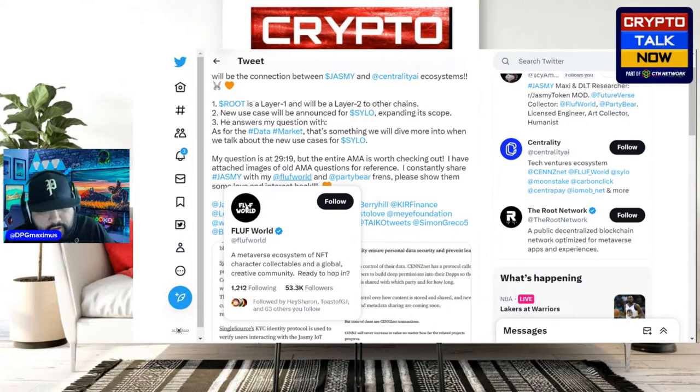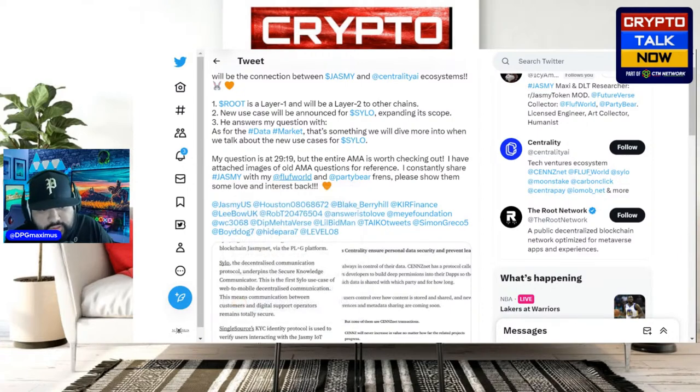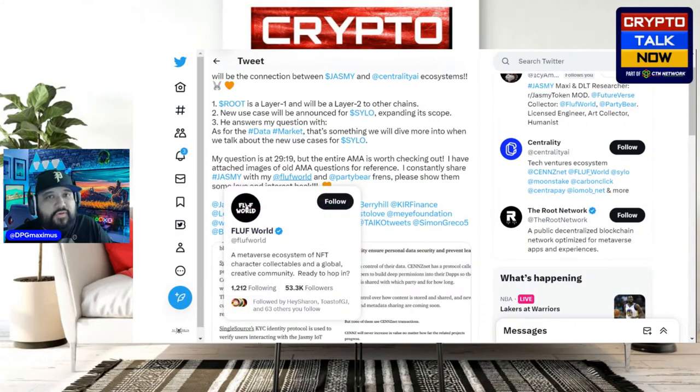Maybe Elon Muff should join this fluff world, because it's a metaverse ecosystem of NFT character collectibles and a global creative community ready to hop in. Oh yeah, you better believe it. If your name is Elon Muff, you may very well want to join a metaverse of NFT characters and collectibles. Your character is Elon Muff, and it could very well be a collectible. So maybe you want to hop on that. I'm actually being serious. Maybe you want to look into that. I mean, come on, it is called a fluff world.